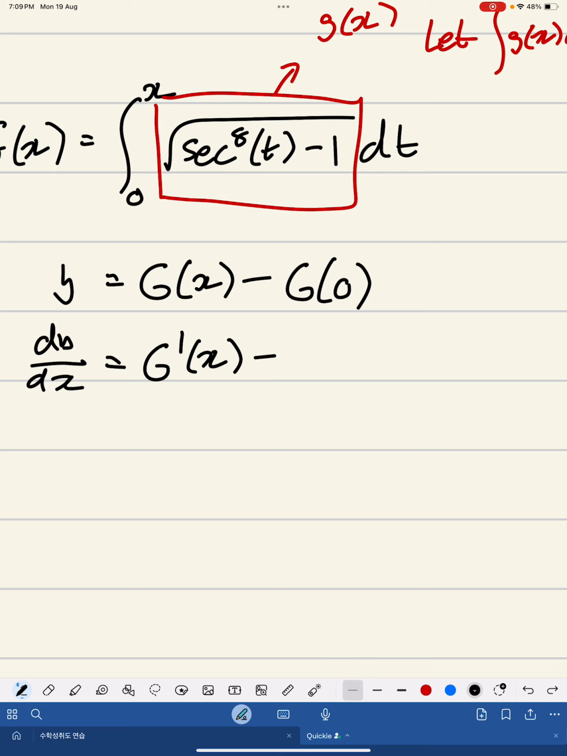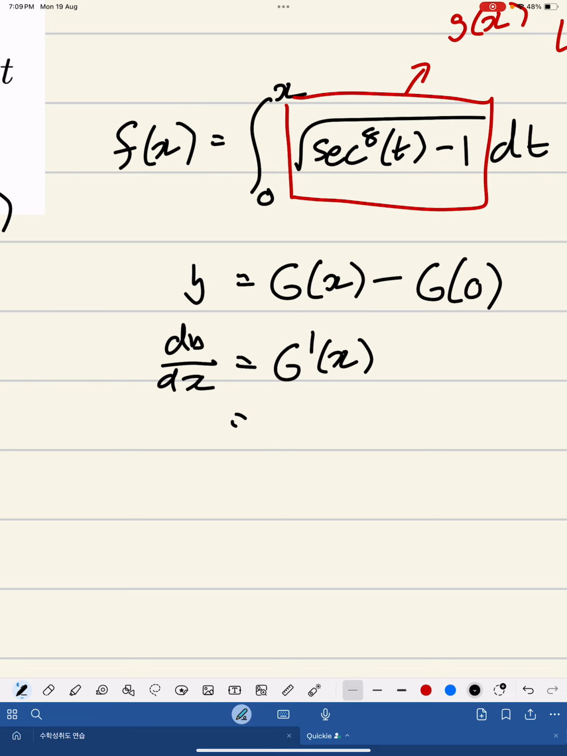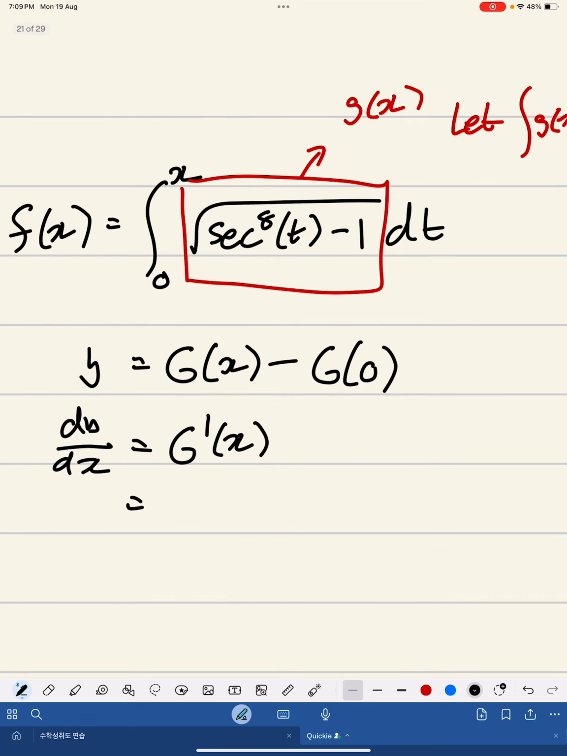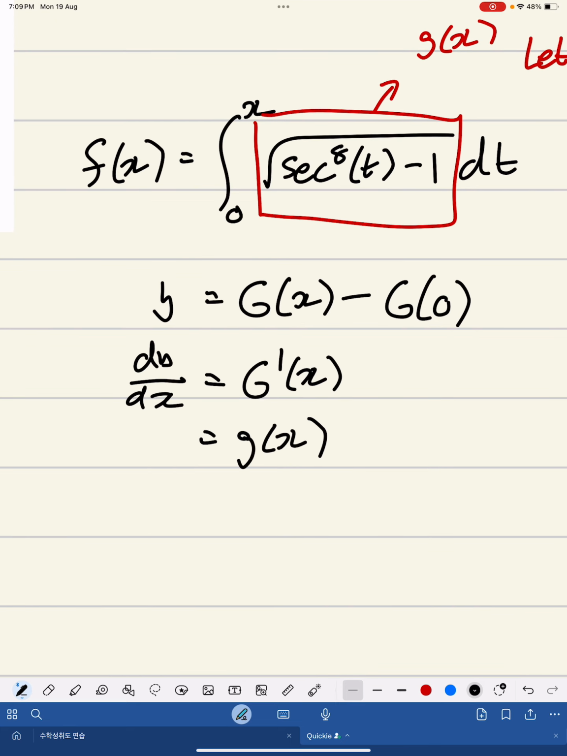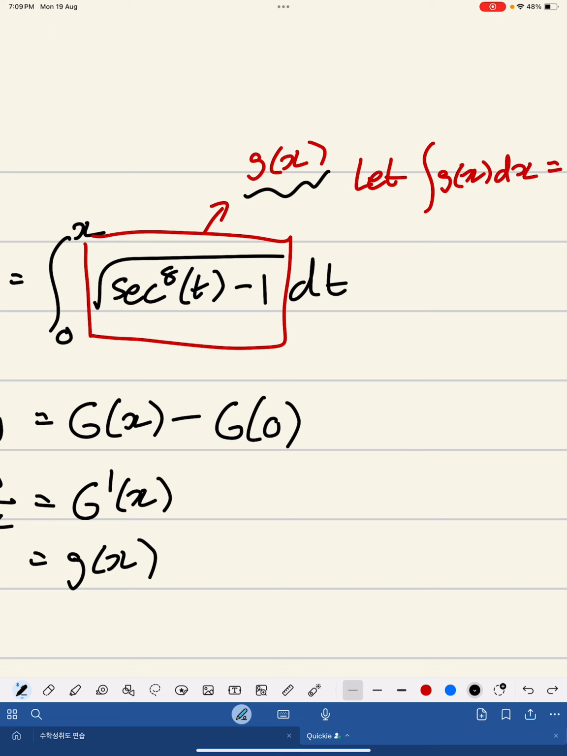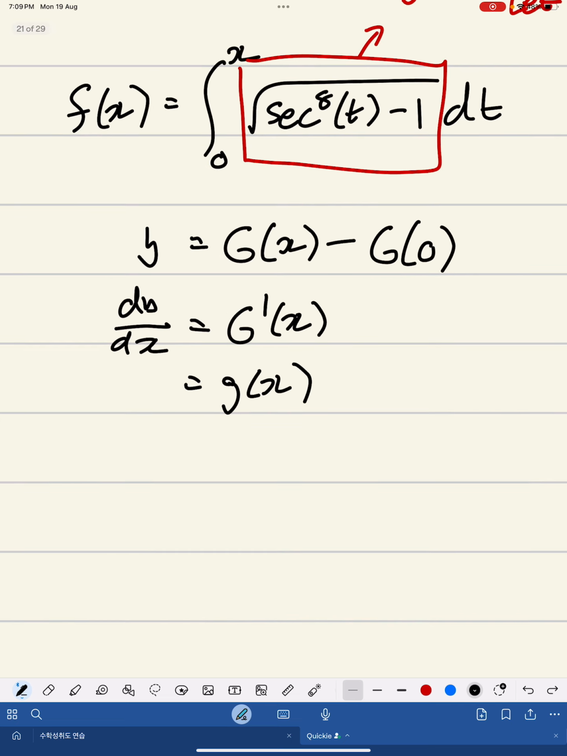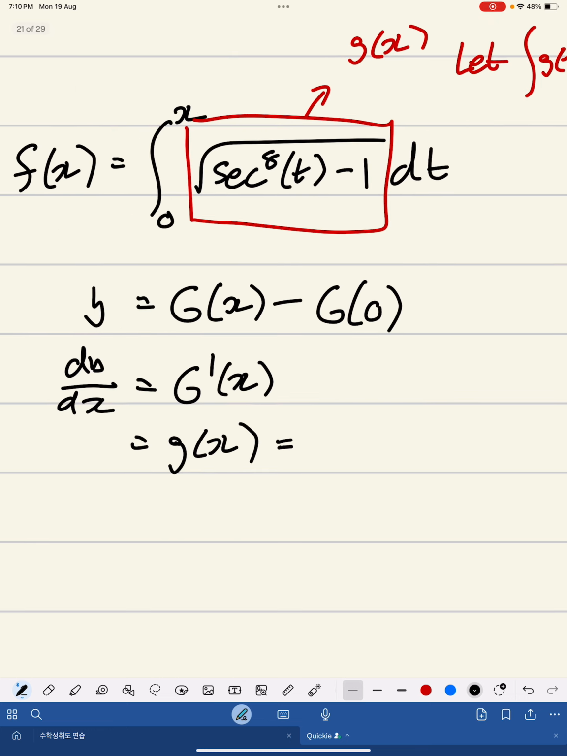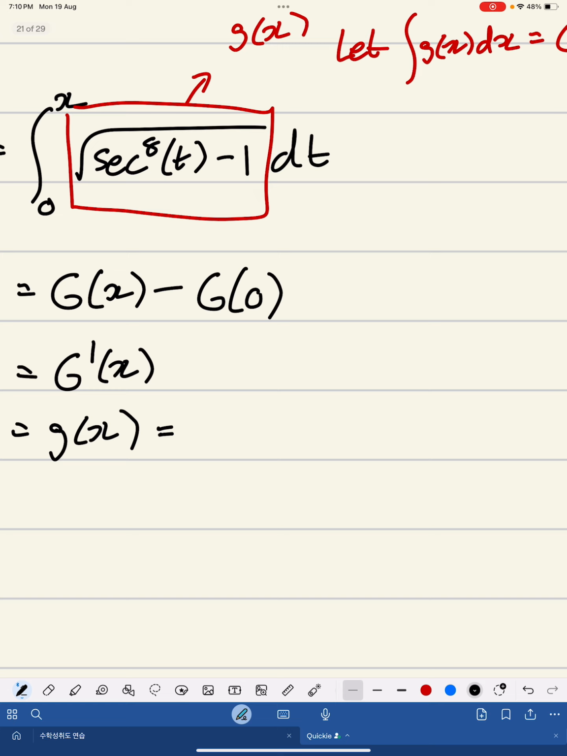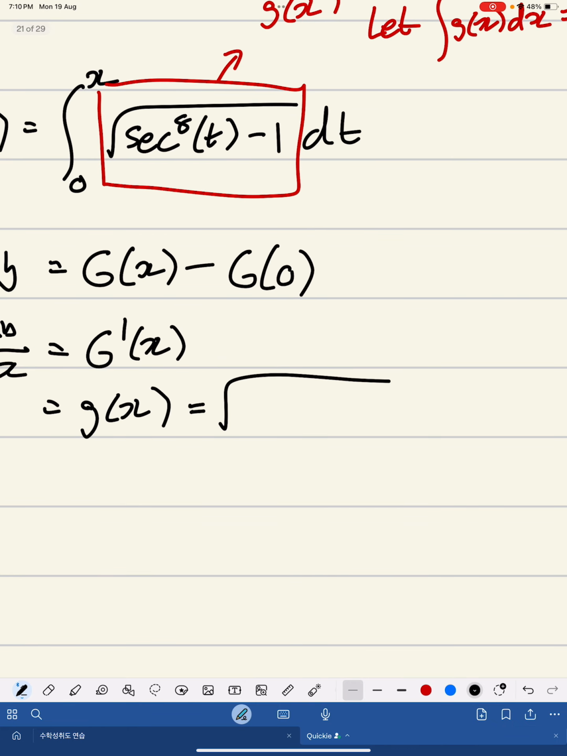But G of 0 is just a number, right? So if we differentiate that, it just becomes 0. So we can ignore that. But what is G prime of x? Well, that's just small g of x from our definition, because we let g(x) and then we let the integral of g(x) be capital G(x). So our dy/dx is actually just the inside of that integral, but not with the variable t, but with the variable x. So our dy/dx is just sec to the 8 of x minus 1.